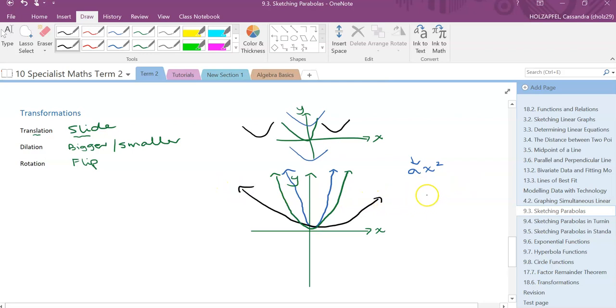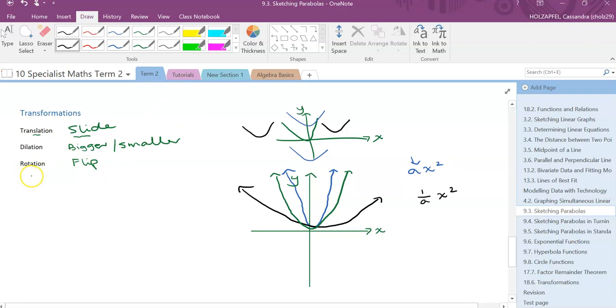When we saw something like this, we had some sort of fraction out the front of our x squared value. When a is bigger than 1, we can see that it makes the parabola narrower and narrower, steeper and steeper. And when it's between 0 and 1, so when it's a fraction, we saw that it got flatter and flatter.